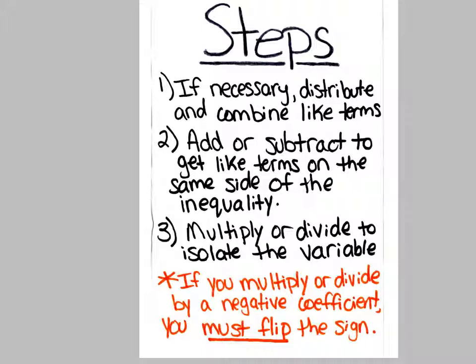If you multiply or divide by a negative coefficient, you must flip the sign. This is something that is different from solving linear equations. So when solving linear inequalities, you must remember to flip the sign.